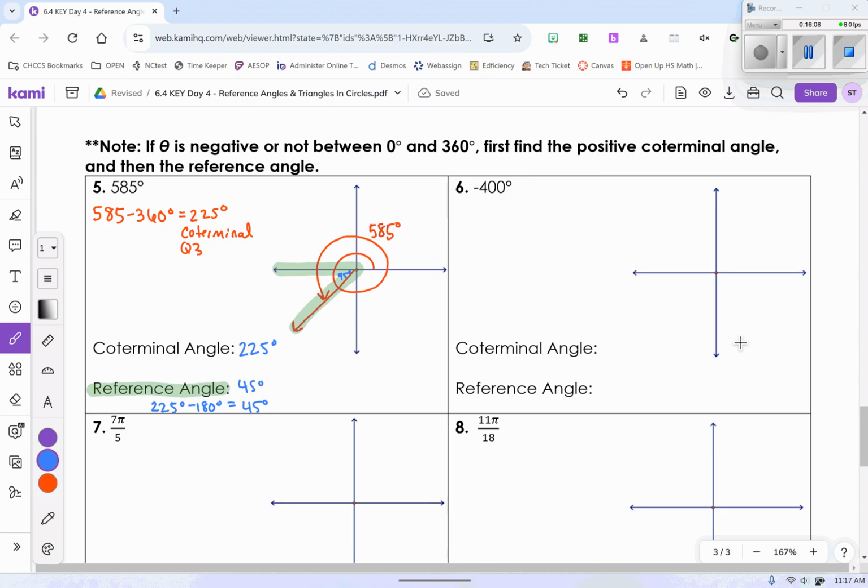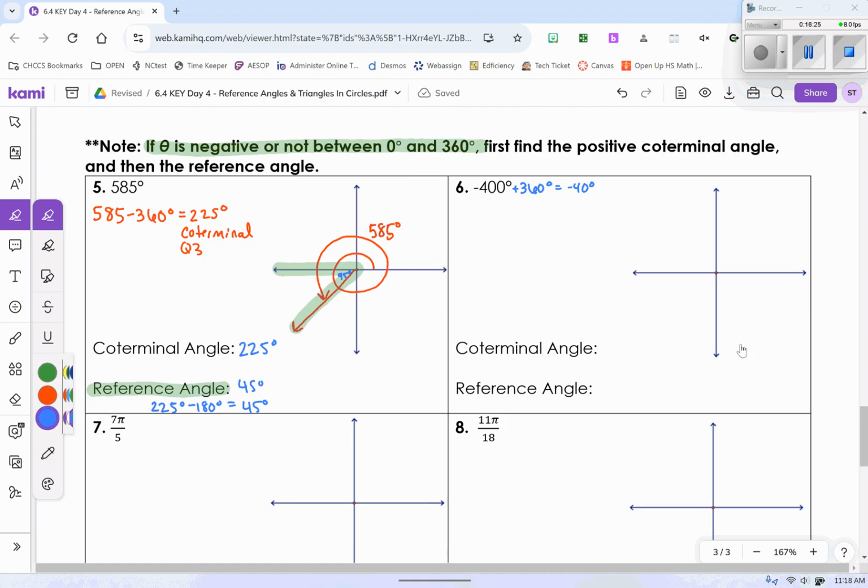So negative 400. If we add 360 degrees to that, we get negative 40 degrees. Well, that's still not between 0 and 360. So again, as we said up here, if theta is not between 0 and 360, first we want to find that. So that means we need to add another 360 degrees to this, which gives us 320 degrees.